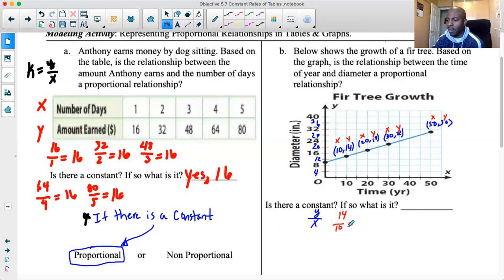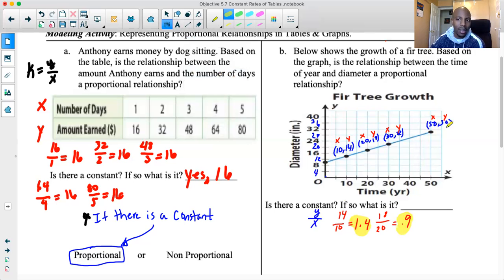14 divided by 10 gives me 1.4. Then I'm going to do 18 divided by 20. Now 18 divided by 20 is 0.9, I believe. Once you get here and you notice that you have two different values, that's immediately telling you that there is no constant.